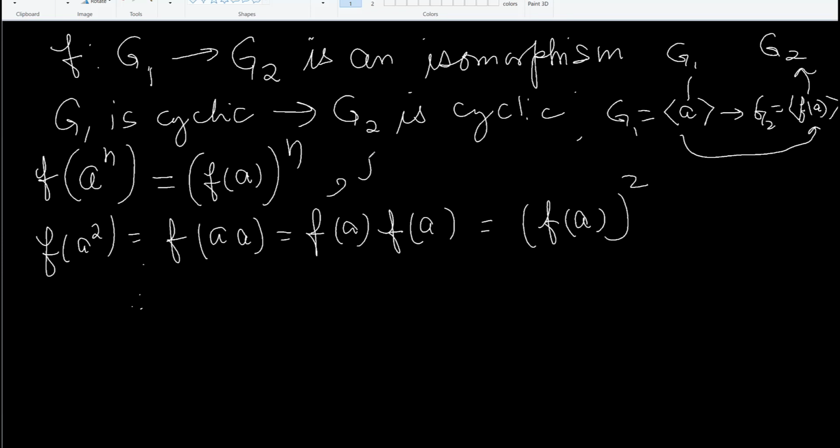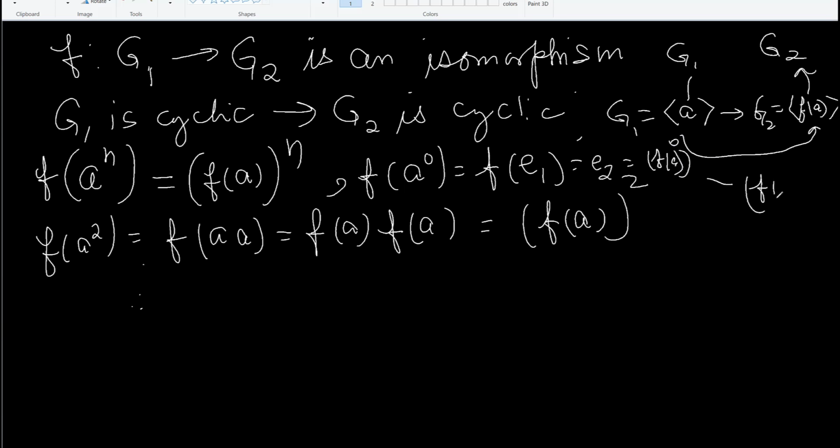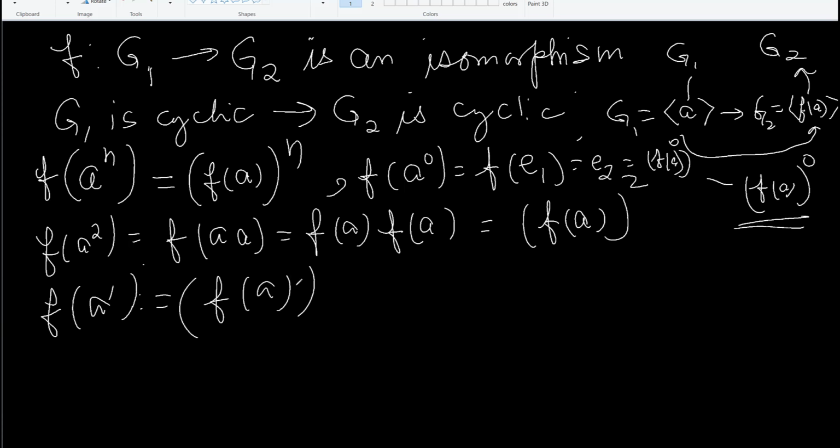And we know one thing for sure, that f(a^0) is f(e) in group 1, and that will go to e2, and e2 of course is the power 0 on any element. What I wrote here is the 0 power on f(a). So we got that, and f(a^1) of course is f(a), and that is f(a) to the power 1. So it is true for n equals 1.